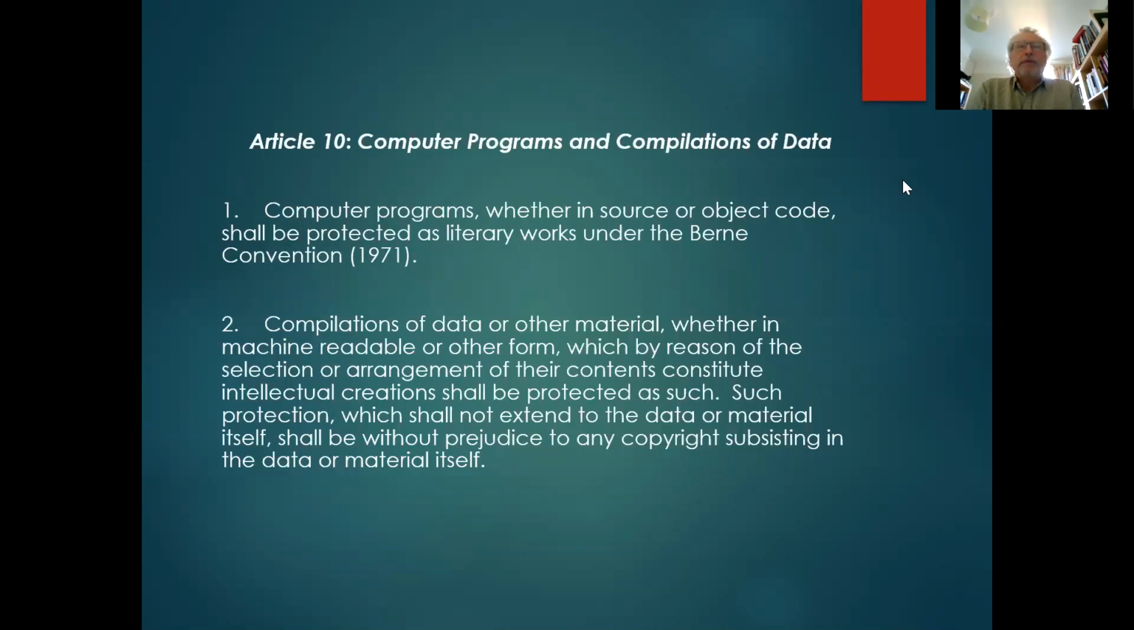And then Article 10, I'll just look at 10.1. It says computer programs, whether in source or object code, shall be protected as literary works under the Berne Convention. Now, the first country to state in their laws that software code is a literary work for the purposes of copyright law, and therefore protectable, was the United States. So now that is the global standard. So software code is protected as a work of literature.